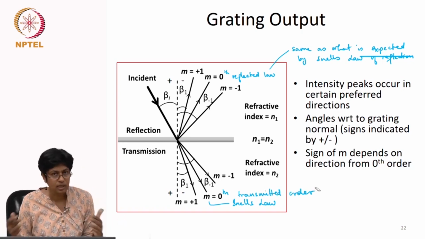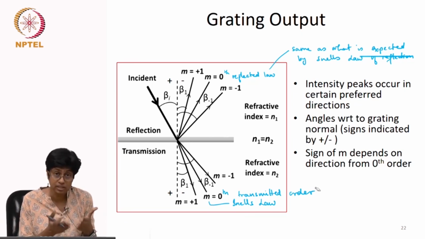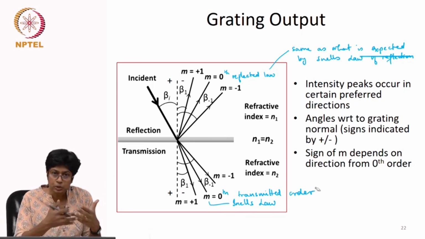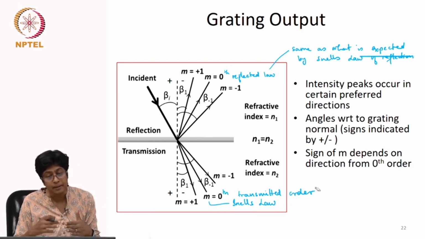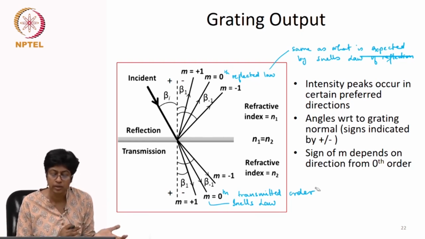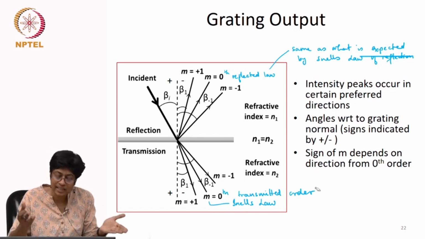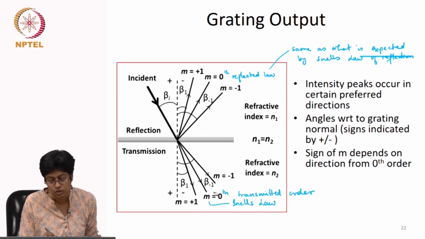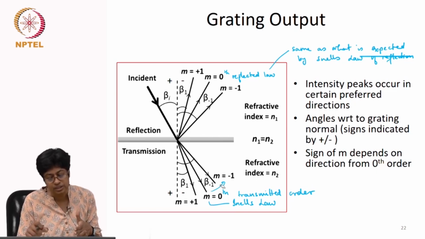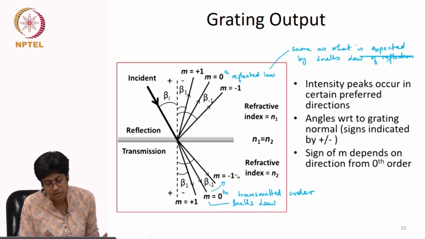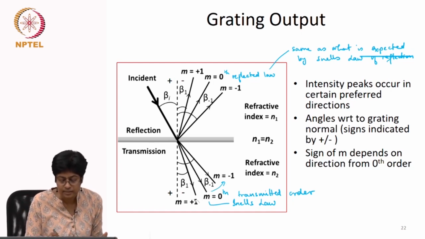The other orders are caused by constructive interference between the multiple beams generated by this grating, and we call them the -1 orders or the +1 orders depending on which side of the 0th order they are. So all the orders that have to be rotated anti-clockwise to reach the grating normal are the -1 orders over here for transmitted, and these are the +1 orders over here.